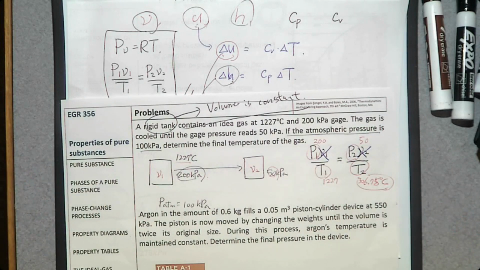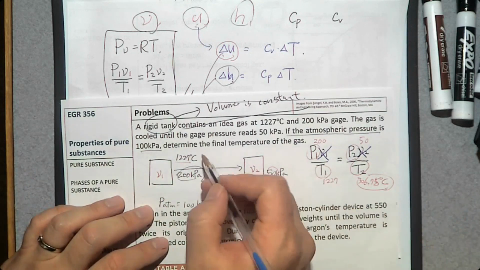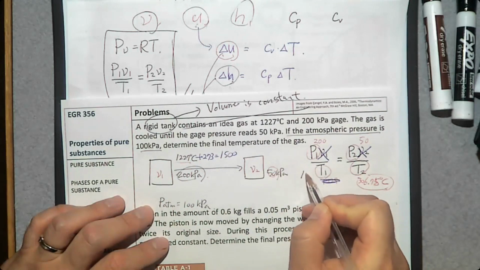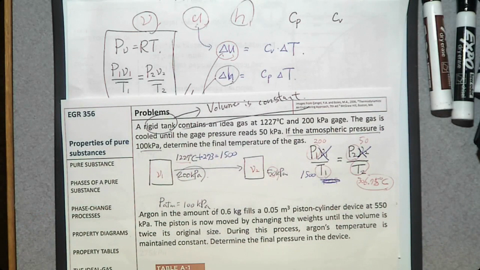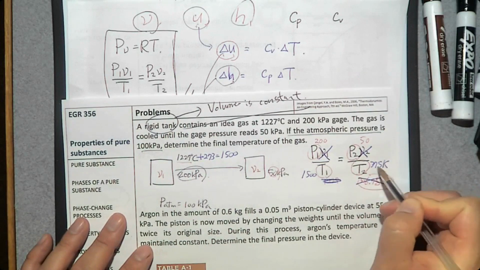Is this correct or not? No. Why? What is the problem? Kelvin, right? You cannot use degrees Celsius when you use this ideal gas equation. You have to use Kelvin. So instead of 1227, you have to add 273. It's going to be 1500. So if you solve this one, 1500 divided by 4 is 375. So I write, not this one, you're wrong, 375 Kelvin.